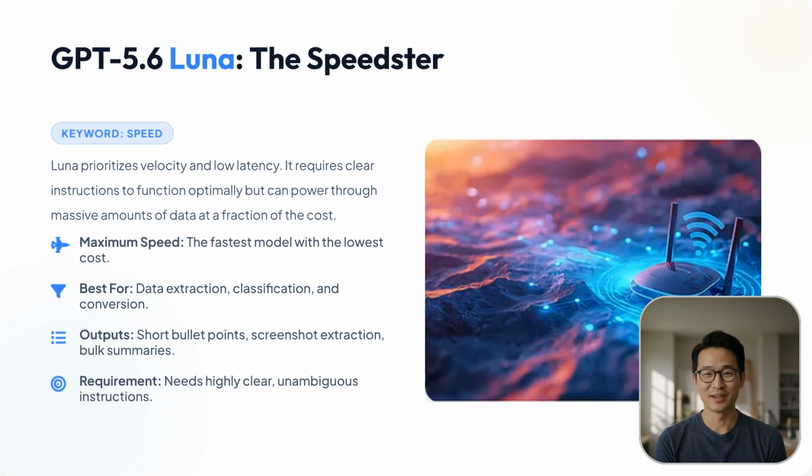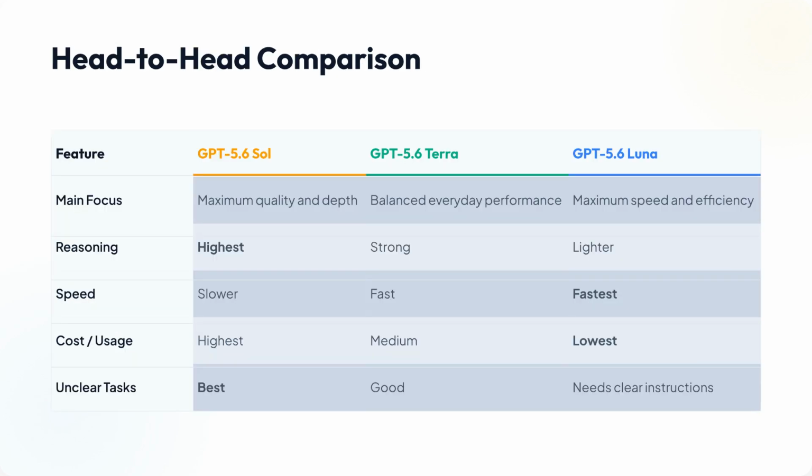Then there is LUNA, the speedster. It prioritizes velocity and efficiency, making it the ideal choice for data extraction, classification, and bulk processing tasks at the lowest cost. This head-to-head comparison table summarizes the focus, reasoning capabilities, and trade-offs of each model so you can see their differences at a glance.